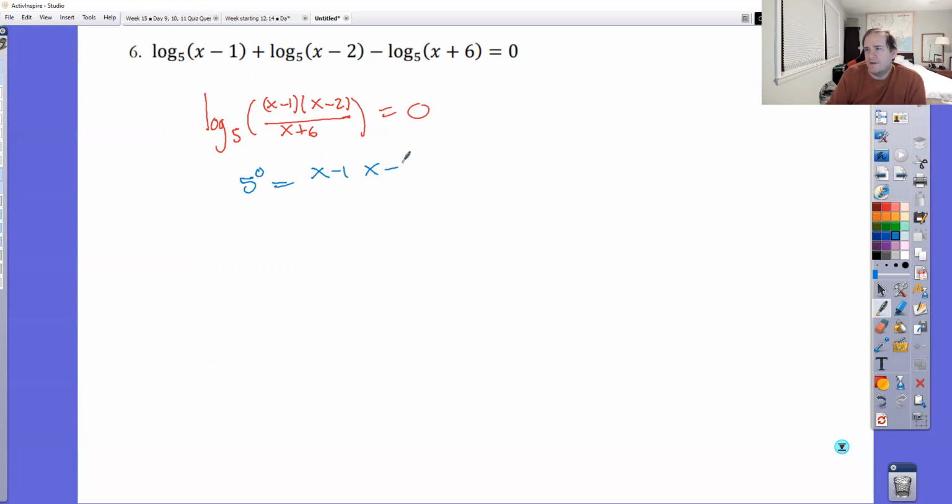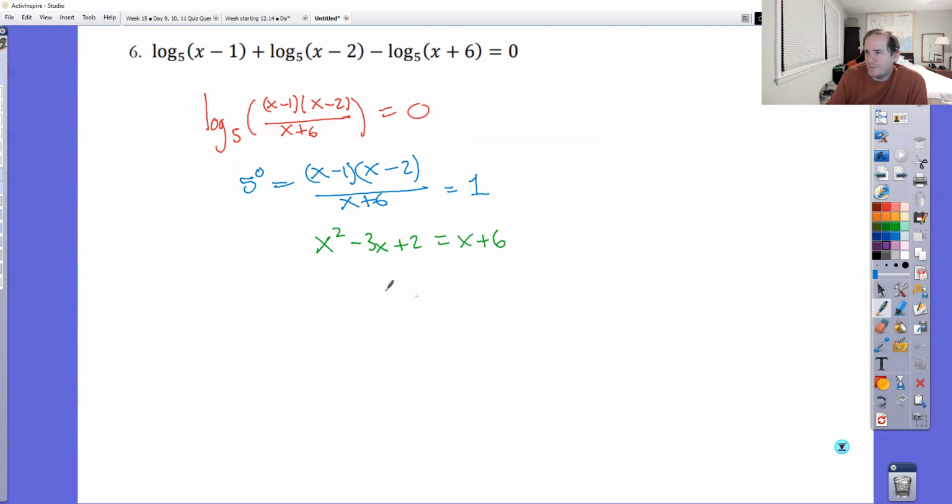x minus 1, x minus 2, x plus 6 all over, parentheses, parentheses, parentheses, parentheses. Okay, guess what 5 to the 0 is? It's just 1. And guess how you would solve this? You could just cross multiply. I do want to expand this out when I cross multiply because I want to get it into an expanded polynomial where I can combine like terms and all that. So expand this out. x squared minus 3x plus 2 equals x plus 6.